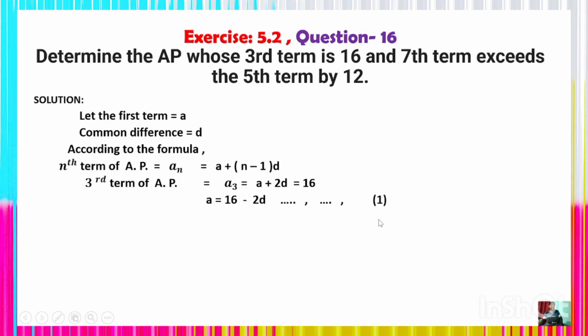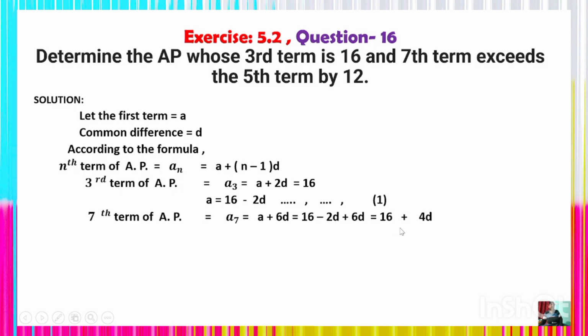Understand? And again, the seventh term of the AP is a7, which is a plus 6d. Now you can clearly see in place of a, you can write 16 minus 2d. 16 minus 2d plus 6d. Understand? Here 16 minus 2d plus 6d, which is 16 plus 4d.